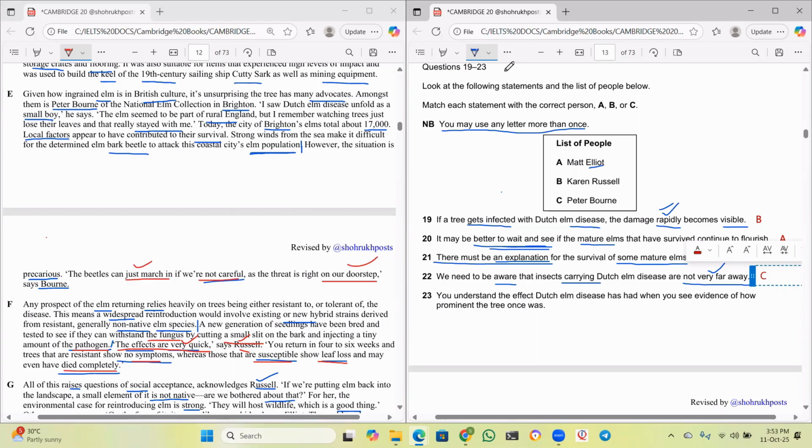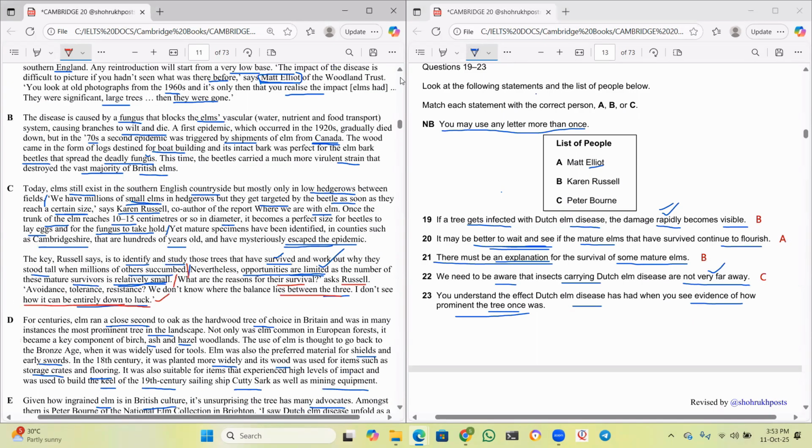Okay. Now that was C. Now let us move to the next question, 23. You understand the effect Dutch elm disease has had when you see evidence of how prominent the tree once was. He was talking about the tree being a large population before, but you have no idea when you see the evidence only, you will understand, he says.